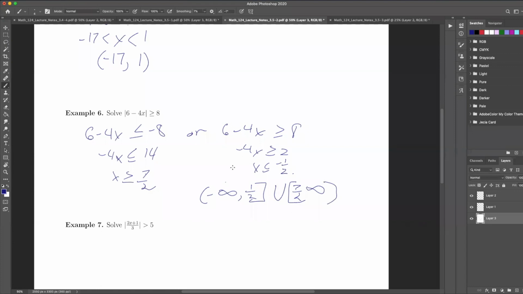So just make sure you know how to write inequalities as intervals. And we've done it throughout class, but still good to keep practicing until it becomes second nature.